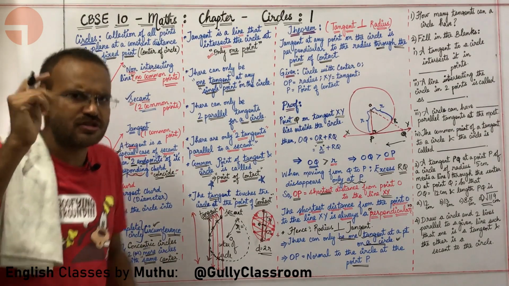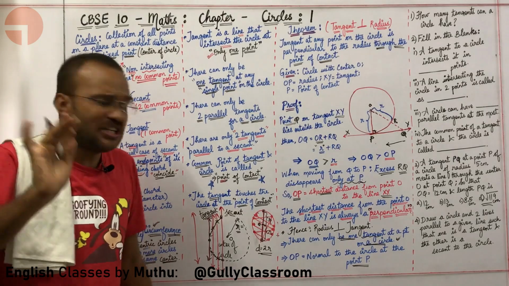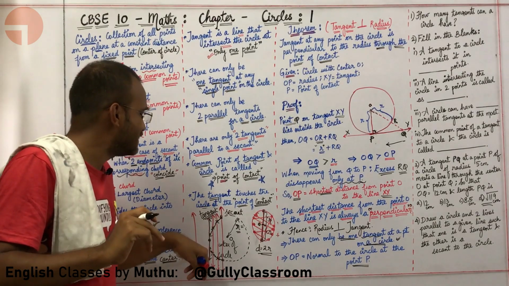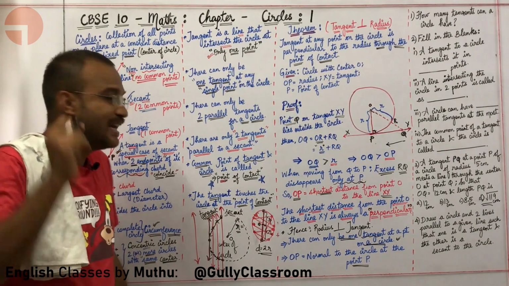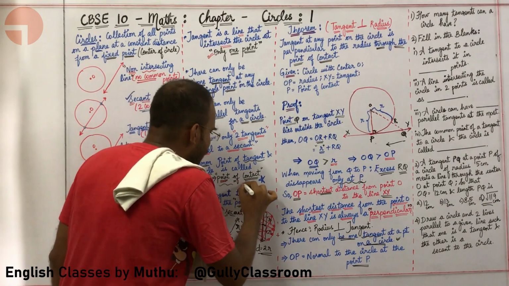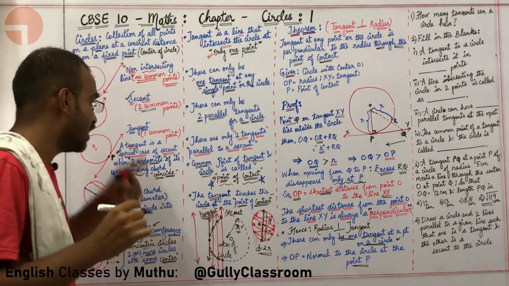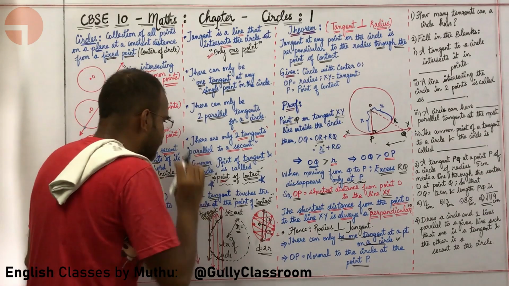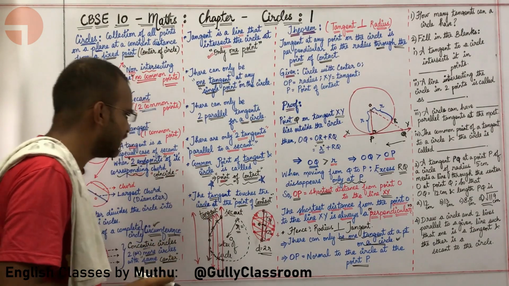Sir, let me ask you a question. Please do ask. What is that particular point where a tangent is formed on a circle called? That is called the point of contact, the common point between the circle and a tangent.